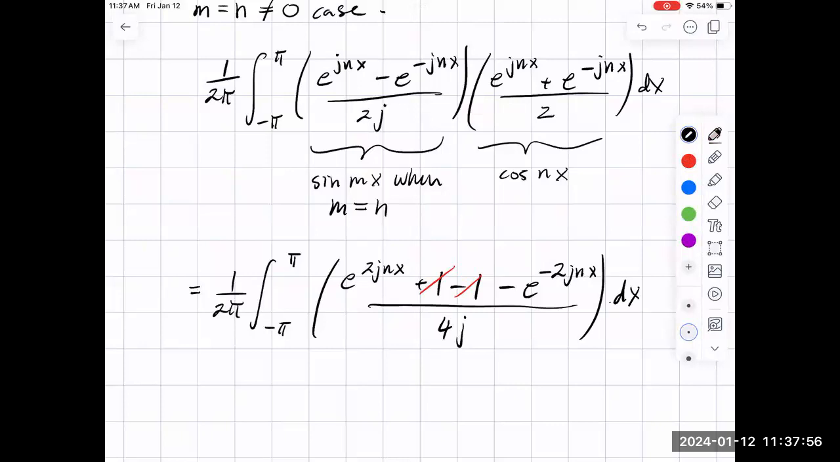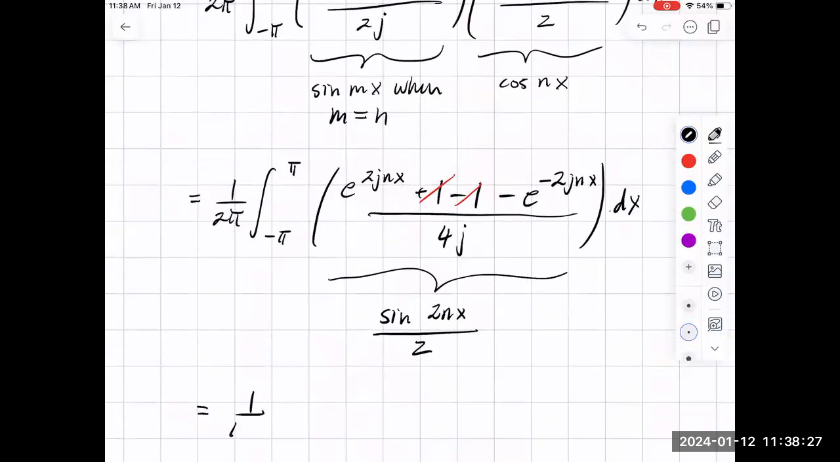So what's e to the 2j nx minus e to the minus 2j nx? A complex exponential minus the same complex exponential with the negative. This one's going to be the sine. We have an extra 2 in the denominator, so this would be sine of 2nx divided by 2, I think. And so what we end up with is 1 over 4 pi, integral from minus pi to pi of sine 2nx dx. What could you tell me this integral is going to evaluate to without actually doing the integral? 0. Why?